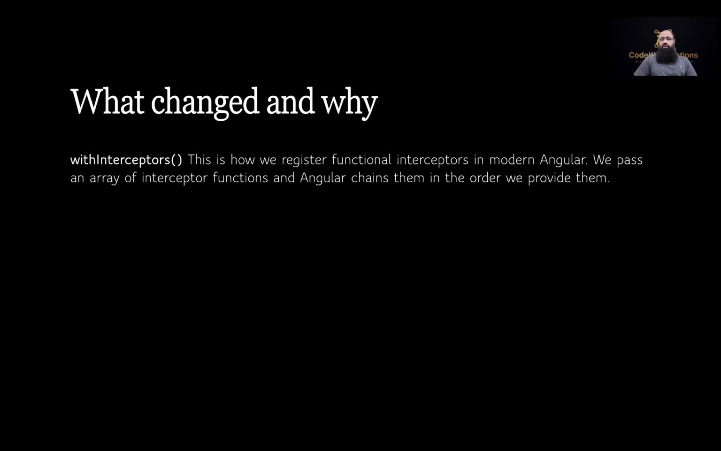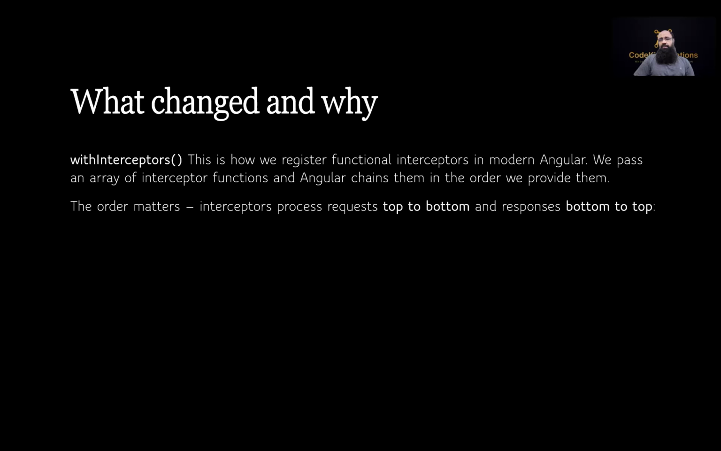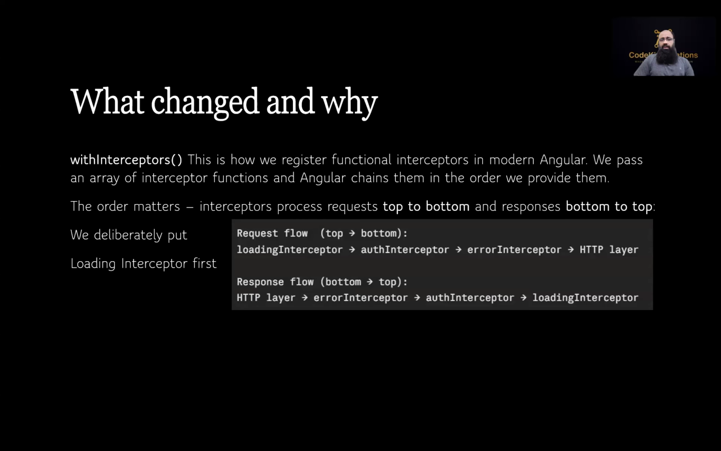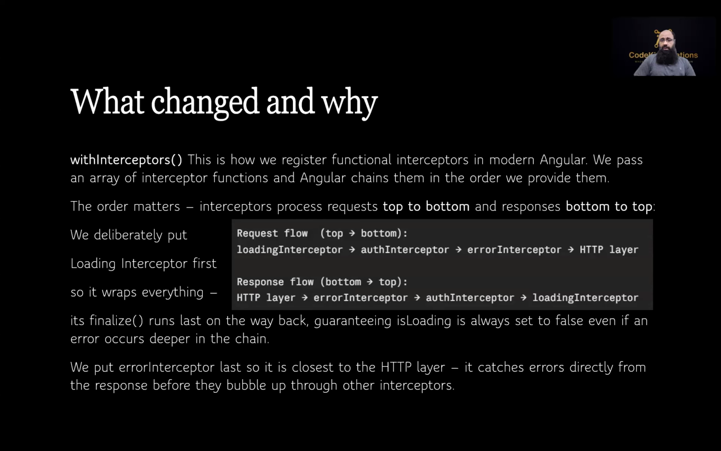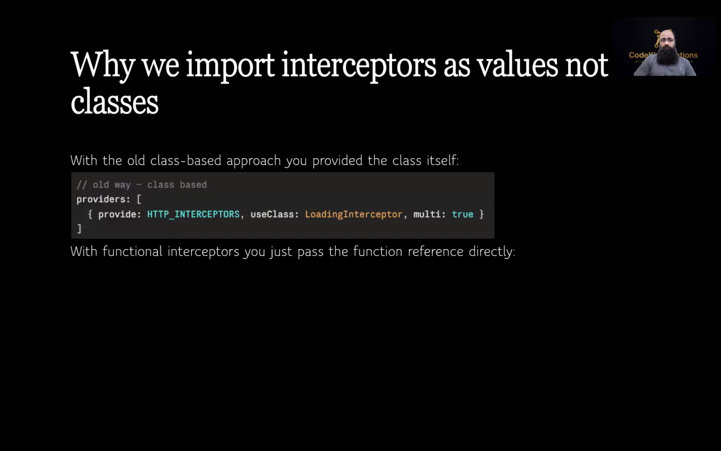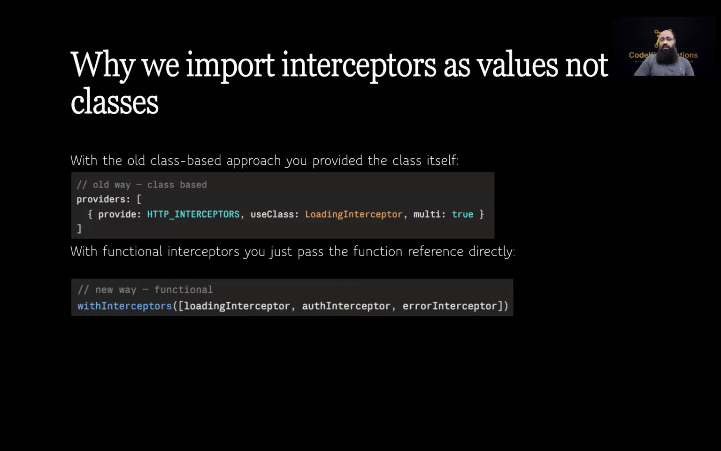So what does it do? With interceptors, you might have seen that we have deliberately put the interceptors in a sequence. So I'll be quickly showcasing that to you. In the previous code, when we were using classes, we had to explicitly mention the class. But over here, when we are using the functional one, we are giving the loading interceptor first, then we are giving the auth interceptor, and then we have used the error interceptor.